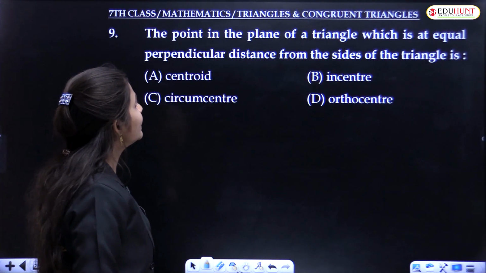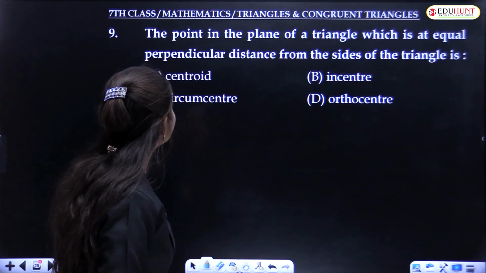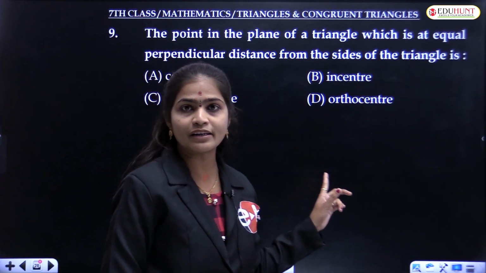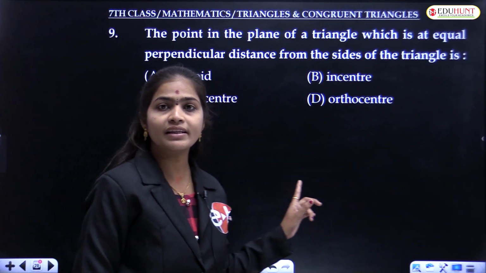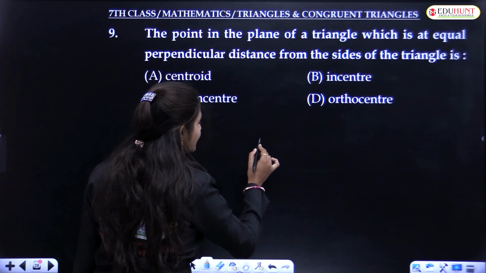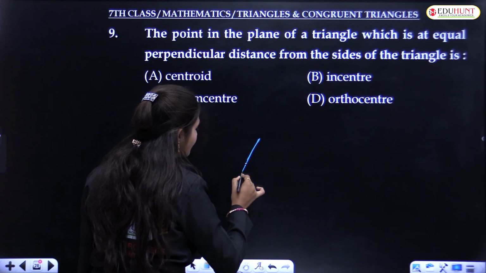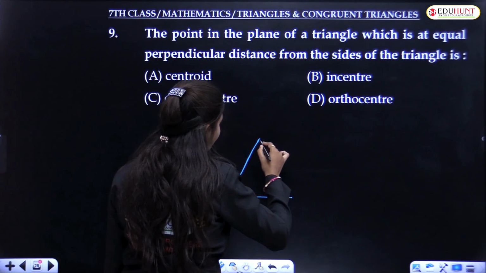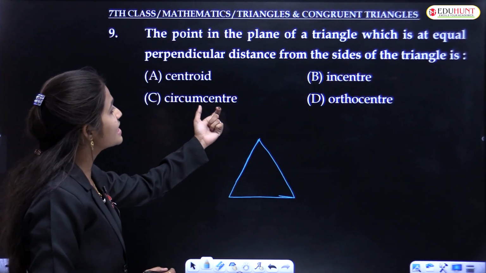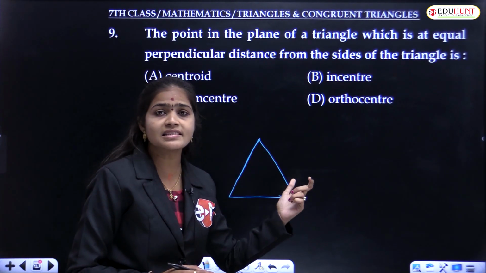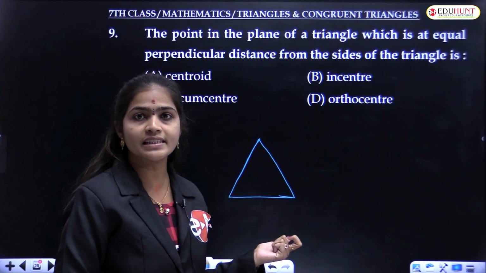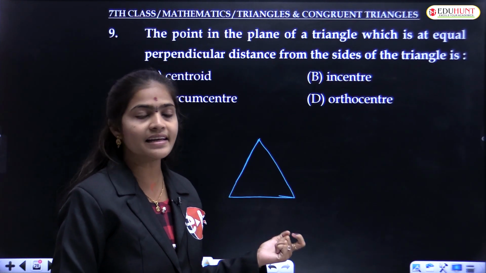Next, the point in the plane of a triangle which is at equal perpendicular distance. So this is also a repeated question. Here they have given the perpendicular distance from its sides. What we discussed about that is equidistant from its sides. What will we call that point? Yes, that is the incenter.